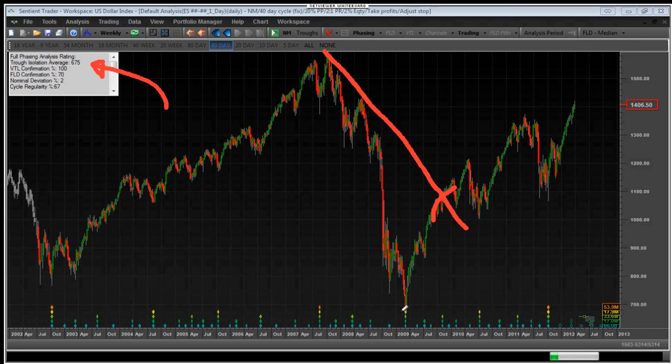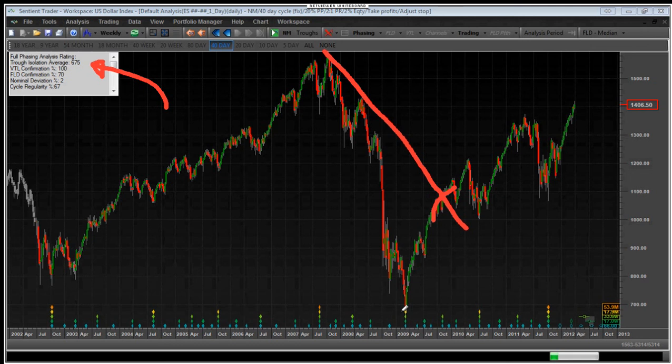or peak. What Sentient Trader does in order to perform this rating is it goes through the analysis and it looks at those VTL confirmations and it asks itself whether, according to this analysis, what percentage of the VTL confirmations turned out to be true. Okay, in other words, when price crossed the VTL, the confirmation of the peak or the trough in the cycle was true.